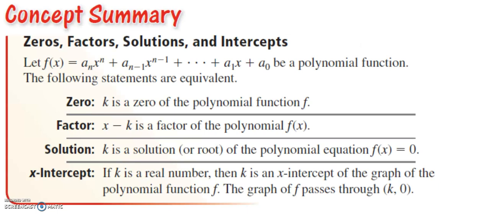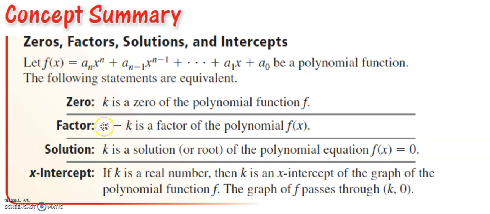A couple things just to refresh our memory on. Some terminology. So zeros, factors, solutions, and intercepts. A lot of these are really the same thing, right? So we've talked about this. This is our generic polynomial function. A zero, so k, just being some number, is a zero of a polynomial function f, that is, if f of x equals 0 when x is k.